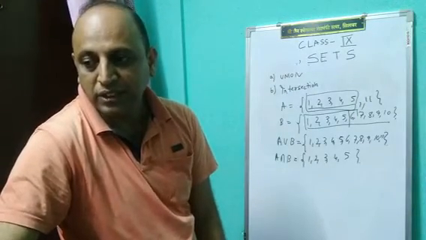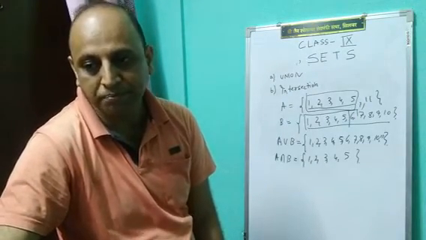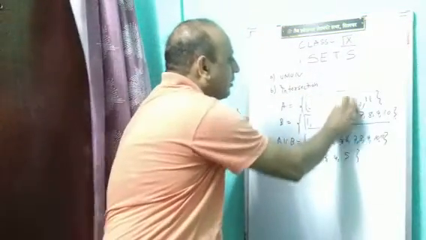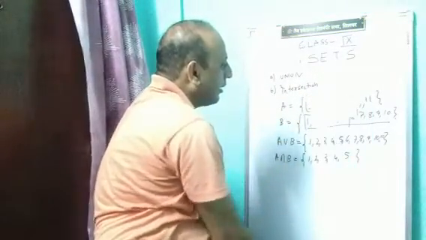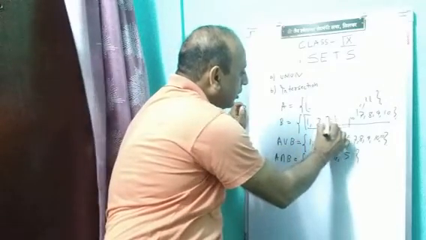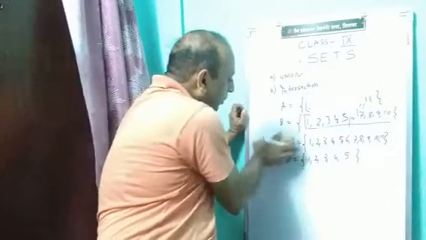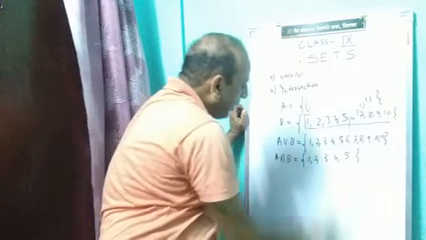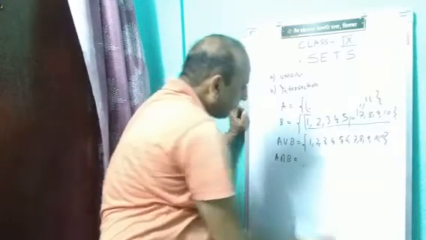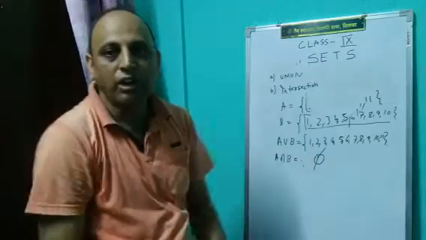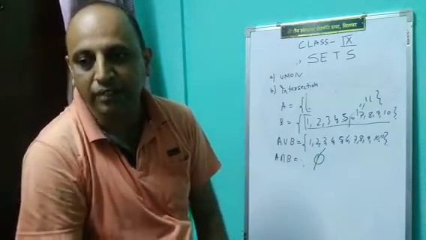Suppose there is no common item between them, the sets are just like this. One contains 11 and the other contains 1 2 3 4 5 up to 10. Since there is no common item between them, A union B will be all the items, and A intersection B will be the null set, or disjoint set, as discussed earlier.